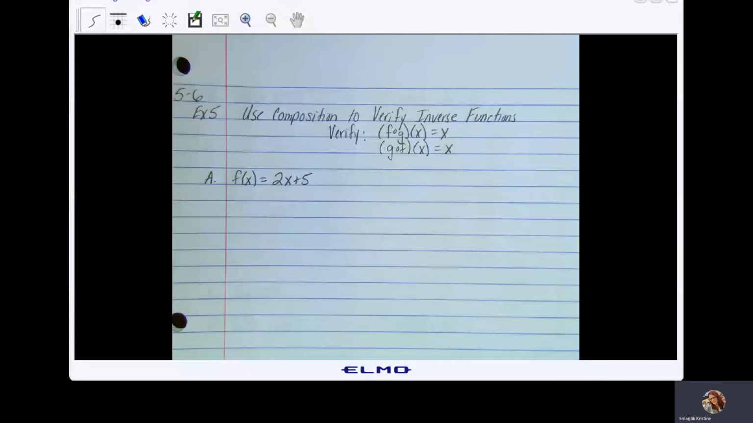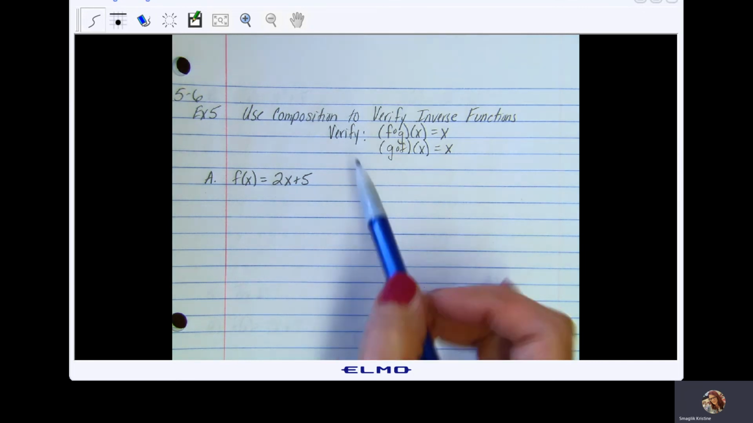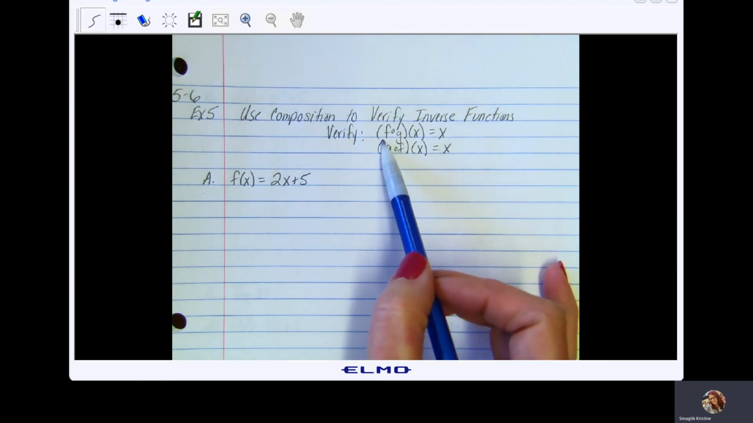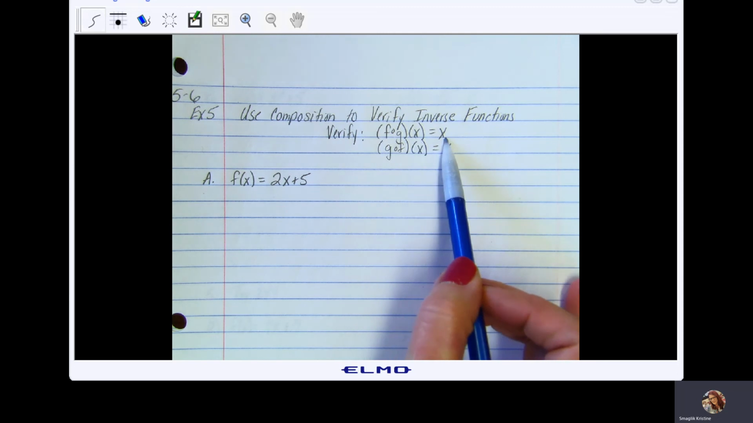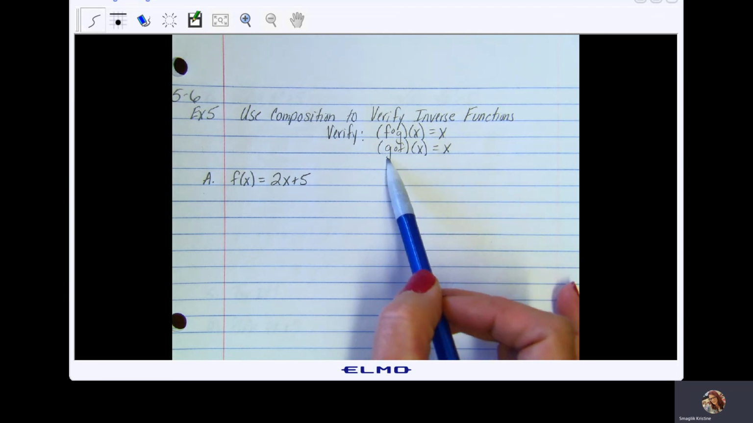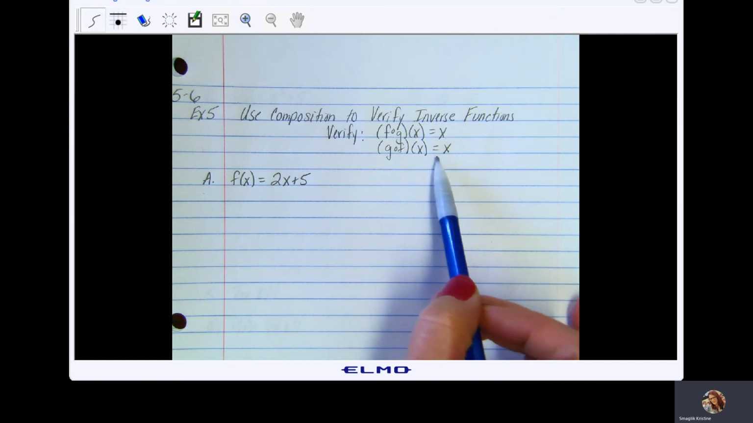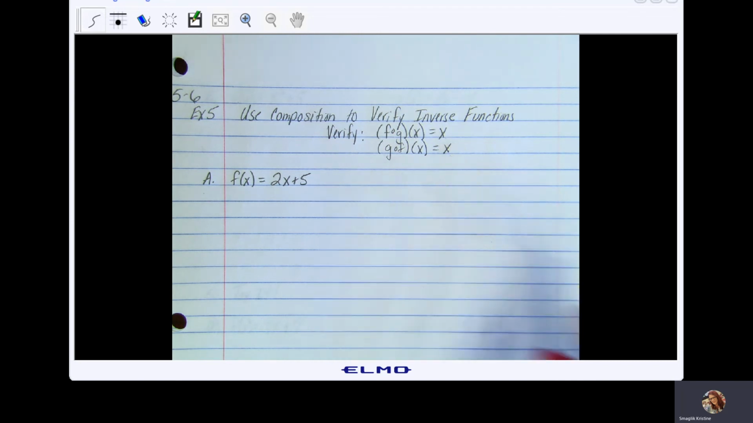In this video, we're going to use composition to verify inverse functions. So what we're going to do to verify that we do have two functions that are inverses of one another is we're going to compose them first as f of g of x. We should get an answer of x. And then we'll compose them again as g of f of x, and we should be left with an answer of x. So let's take a look.